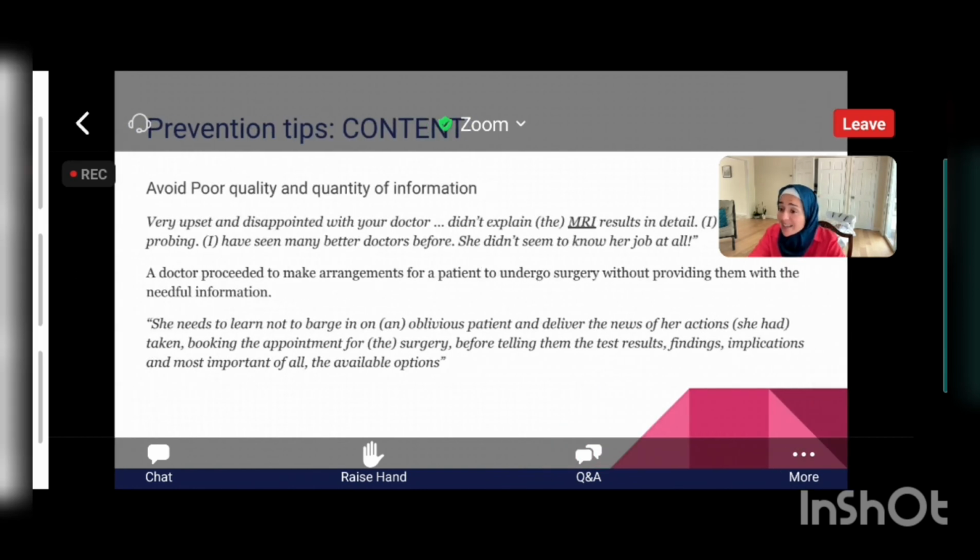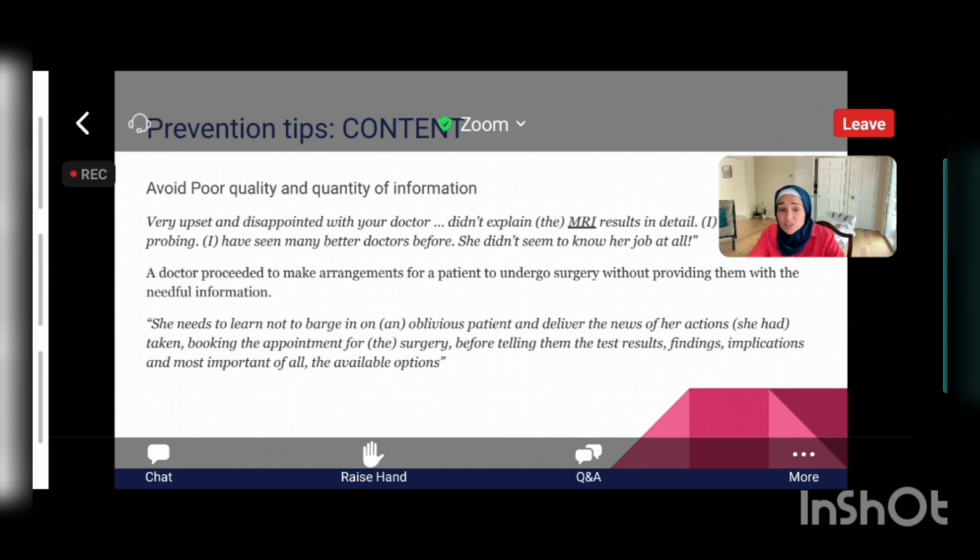What about what you say? Okay, the quality and quantity of the information. A common cause of complaints is poor quality and quantity. So a patient said, I was very upset and disappointed. The doctor didn't explain the MRI results in detail. I had to keep probing. I've seen many better doctors before. She didn't seem to know her job at all. A doctor proceeded to make arrangements for a patient to undergo surgery without even providing them with the information.